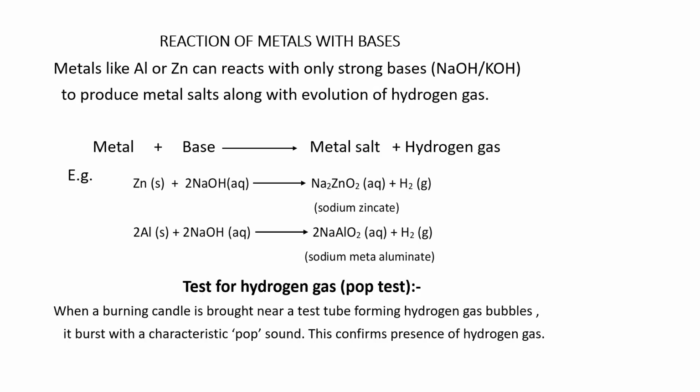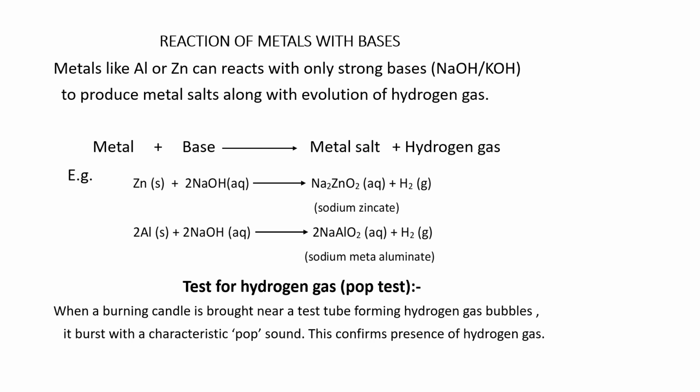Now let us come on to the next topic, that is reaction of metals with bases. Metals like aluminium and zinc react with only strong bases. The bases will be either sodium hydroxide or potassium hydroxide, to produce metal salt along with evolution of hydrogen gas. For this the general reaction is metal plus base reacting together to form metal salt, and again there is production of hydrogen gas.